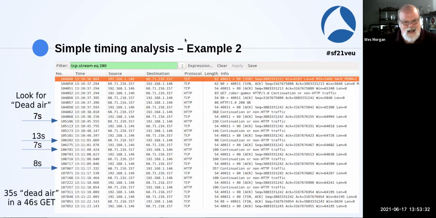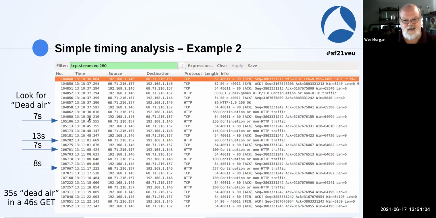Now, in this case, you look at the time column, and we're only talking about a 46-second conversation. And you can see in the info column, it is just an HTTP GET. And we're getting continuation traffic. So it's having to either compute or retrieve data piece by piece to complete its response. But again, look at the deltas, look at the dead air.